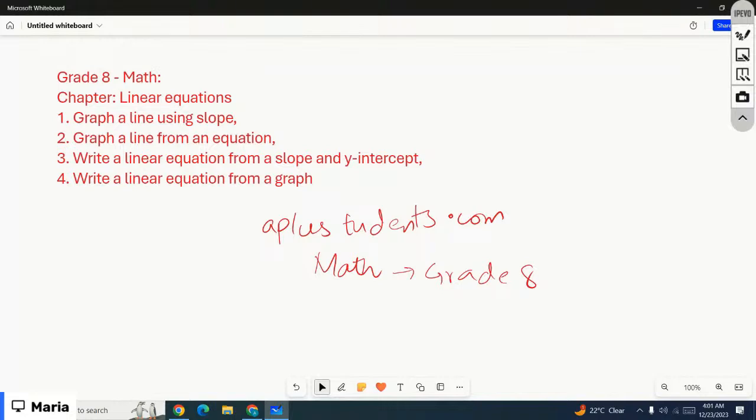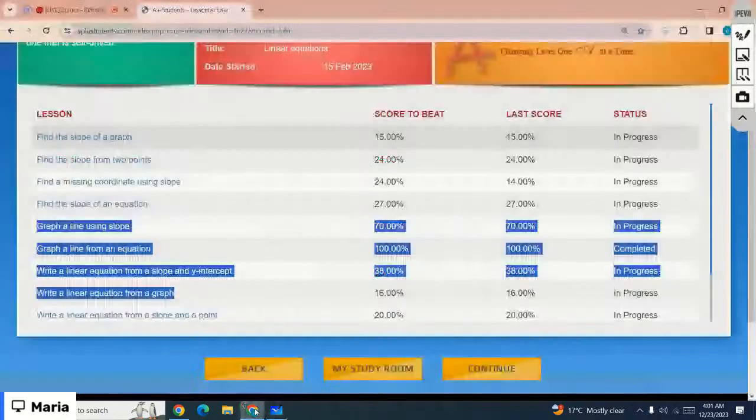We're going to start with the chapter linear equations, and the lessons we're going to cover today are graph a line using slope, graph a line from an equation, write a linear equation from a slope and y-intercept, and write a linear equation from graph. Please make sure you have your notebook and pencil so that you can note down the important examples and definitions as well, right?